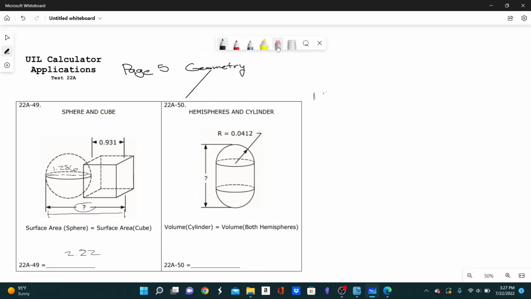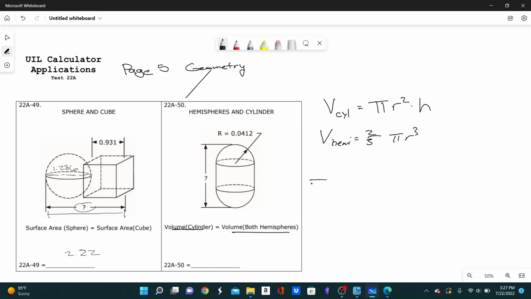This isn't working for some reason. The volume of a cylinder is equal to pi times the radius squared times the height. And the volume of a hemisphere is equal to 2/3 pi times the radius cubed. So if we have this equation, the volume of the cylinder is equal to the volume of both hemispheres, we just have to find out how we can get these different values.